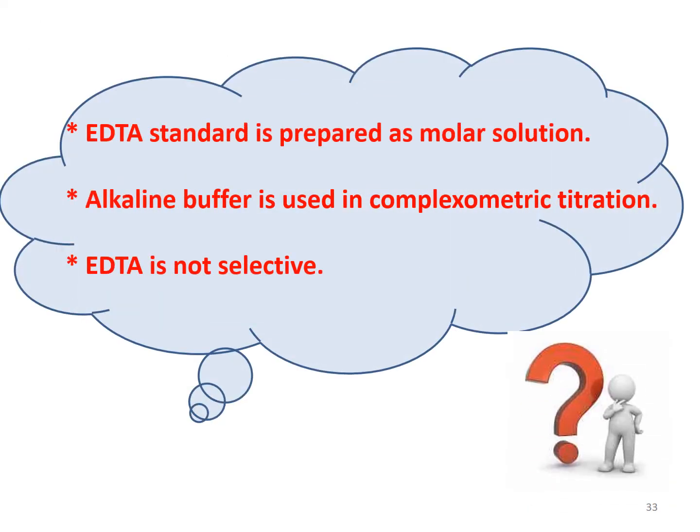Questions. Why is EDTA standard prepared as a molar solution? Because they react with the central metal ion in a ratio of 1:1, irrespective of the valency. Why is alkaline buffer used in complexometric titration? Well, the alkali or the buffer is added to consume the hydrogen liberated from the reaction, thus shifting the reaction forward towards the formation of a stable complex.